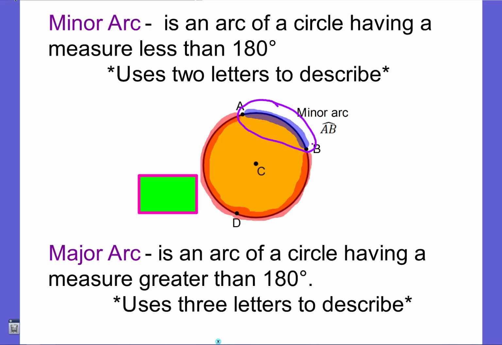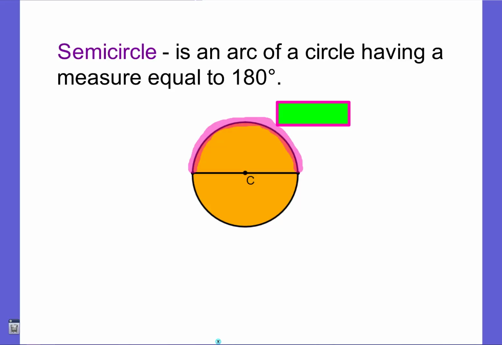Now, on the other hand, if we take the longer distance to get from A to B, we have a major arc. And notice with the major arc, we define that with 3 letters. What that says is go from point A through point D to end up at point B. It's saying take the longer route. It's greater than 180 degrees. That's a major arc. A semicircle is an arc of a circle having a measure equal to 180 degrees. So this arc right here is a semicircle.